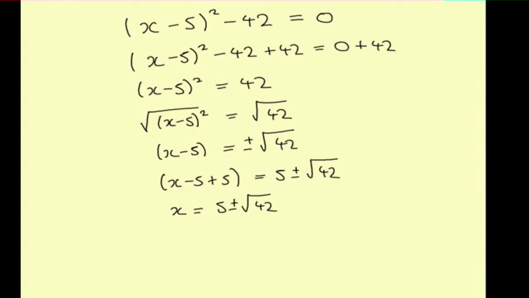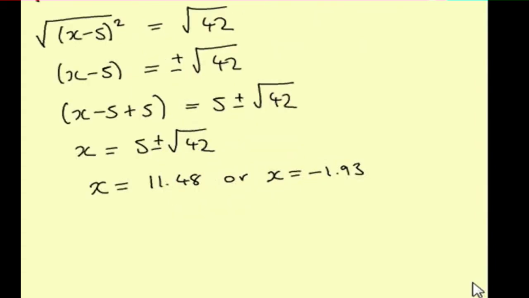So there we have our answer. We have x is equal to 5 plus the square root of 42, and also x is equal to 5 take away the square root of 42. Working this out, we get x is equal to 11.48, or x is equal to minus 1.93 to 2 decimal places.